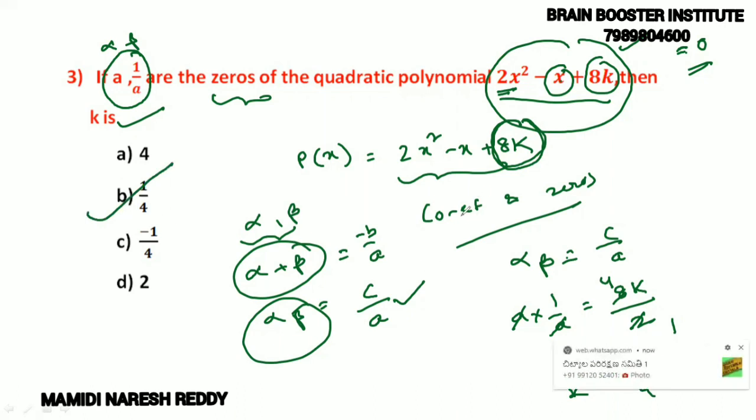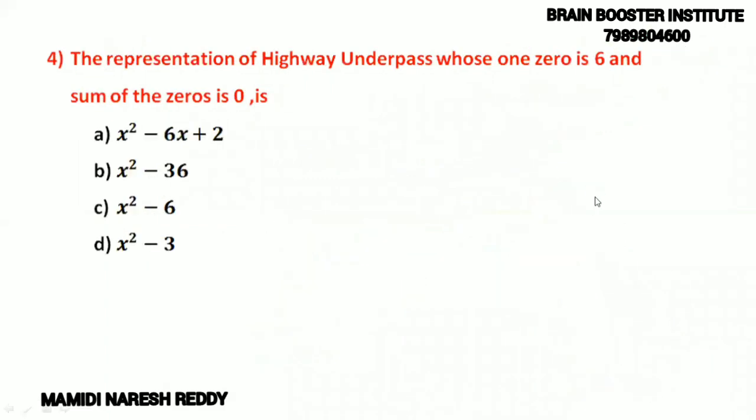Okay, so this is the question, my dear students. Next, let's go to the next question. The next question is: the representation of the quadratic polynomial whose one zero is 6 and sum of the zeros is 0 is dash. So here we need to find the quadratic polynomial whose one zero is given, that is 6, and also the sum of the zeros is 0.